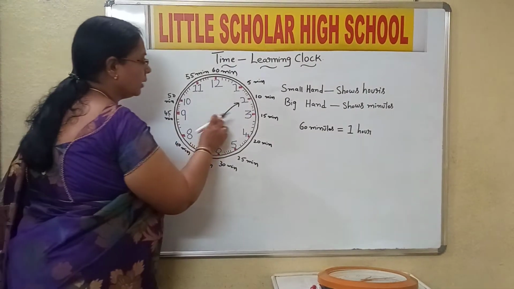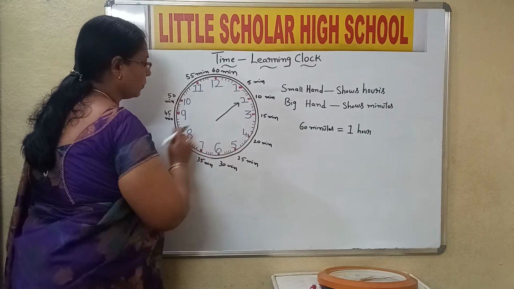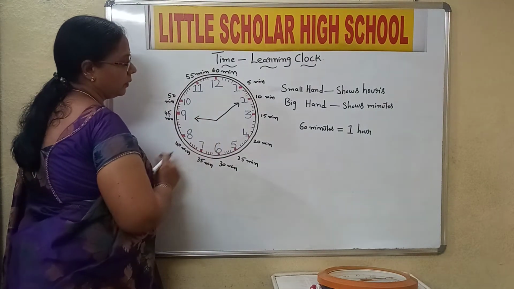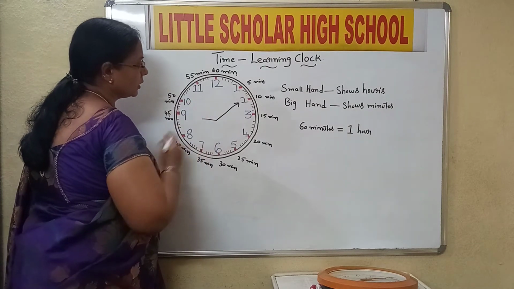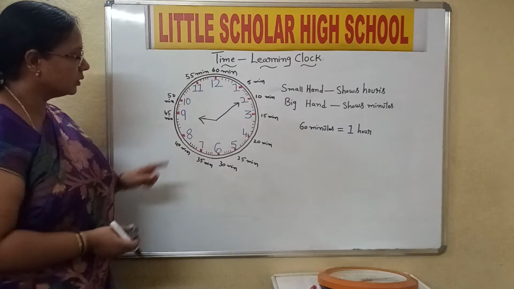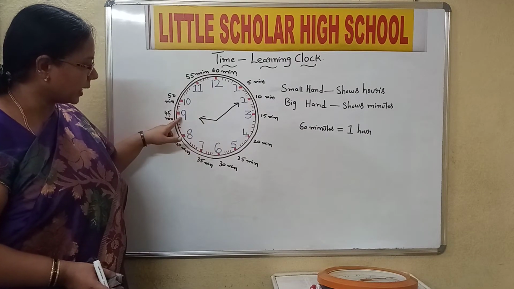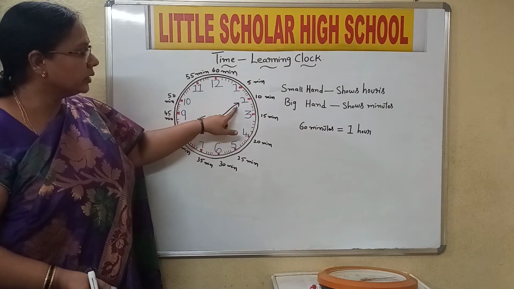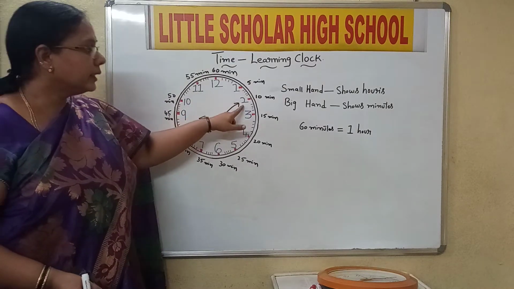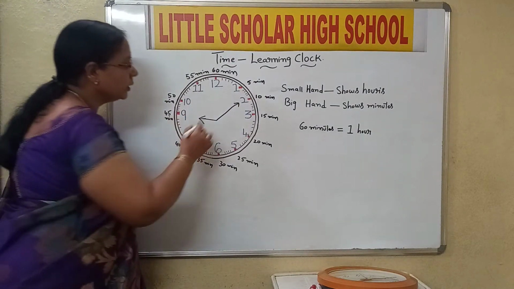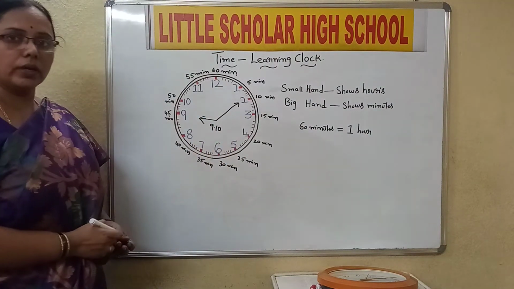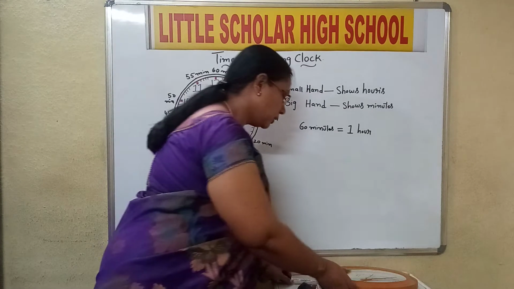Okay. Now tell me this time now. The small needle is towards 9 and the big needle is towards the same 2. That means 9:10. What is the time now? It is 9:10.